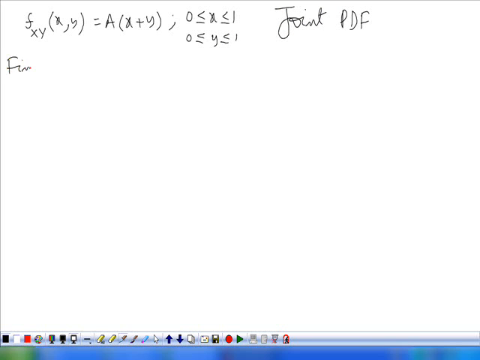Find the value of a and the joint CDF. Find the value of a and joint CDF. Understood this? So how can you evaluate the value of a? The volume under that function must be equivalent to 1.